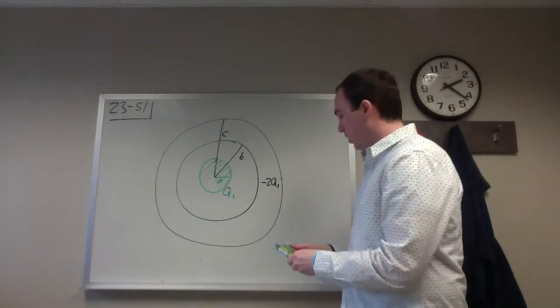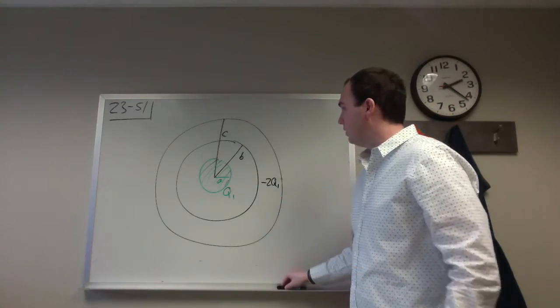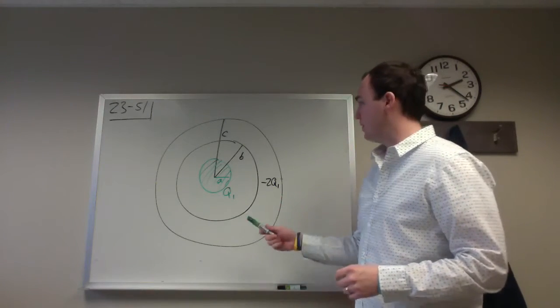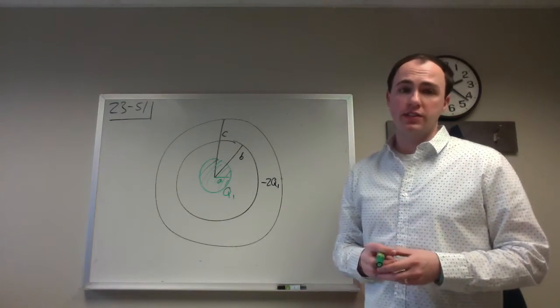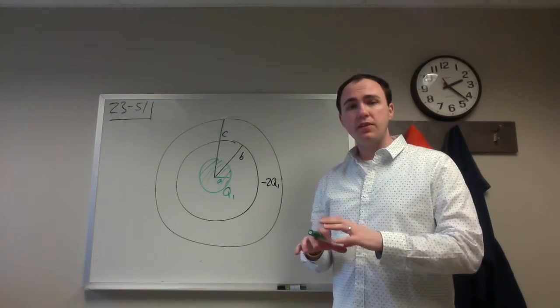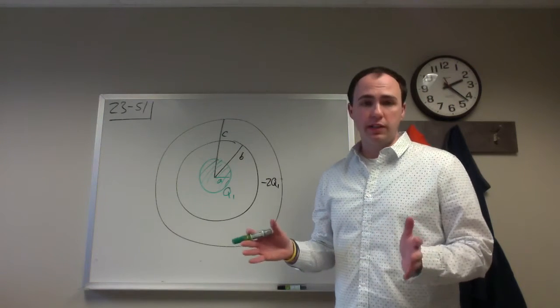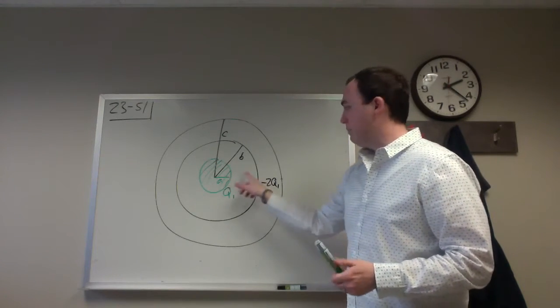Okay, so a super quick homework hint on problem 51. In this problem, we have two different types of materials. On the inside, here in green I've drawn, we have a solid sphere that's a non-conductor. So with a non-conductor, the charge is going to be spread uniformly through the whole volume. And then we have some empty space in between.